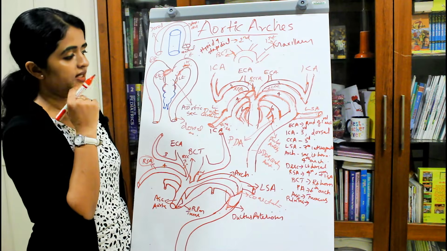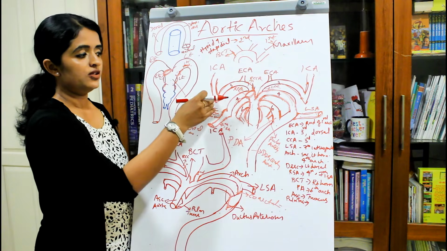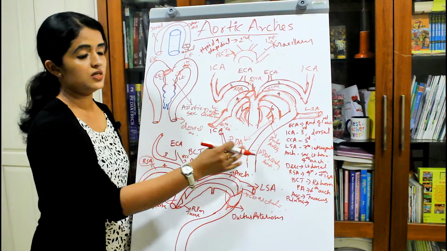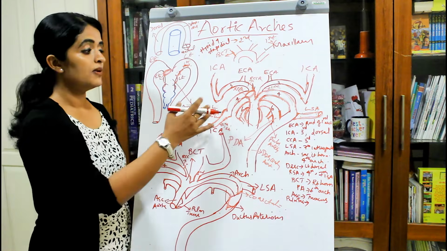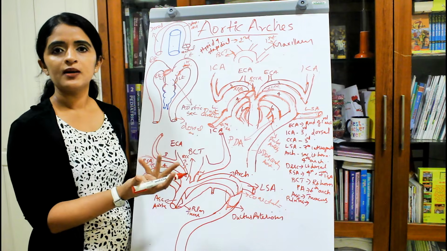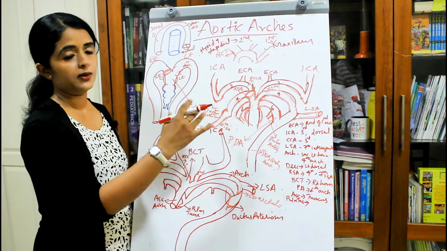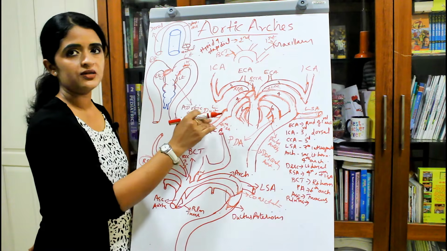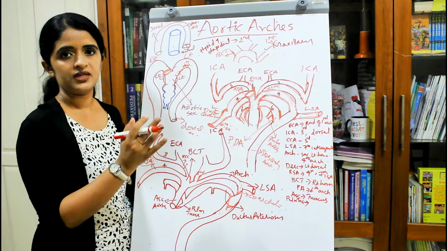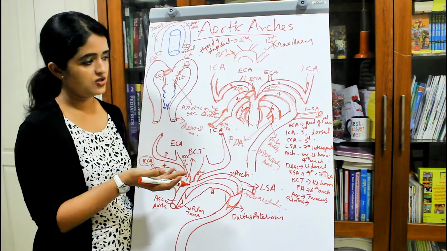Now another important thing: we mentioned that on the right side the entire dorsal aorta just disappears. Sometimes it might persist. So what happens? You have two arches, double aortic arches. You have one on the right side and you have one on the left side. So that is what is meant by double aortic arches.